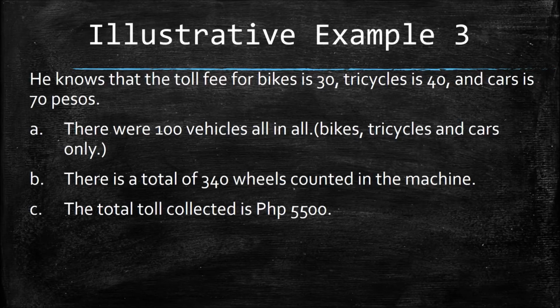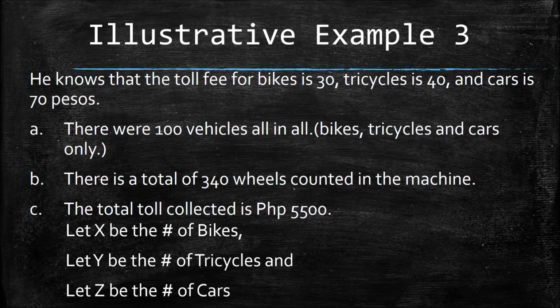I've written for you the important statements of the problem. But first, let's assign variables to the unknowns. Let x be the number of bikes, y be the number of tricycles, and z be the number of cars. So the first statement to be translated is that there were 100 vehicles all in all. So the number of bikes, tricycles, and cars is 100. That can be translated as x plus y plus z is 100, and we name that equation 1.